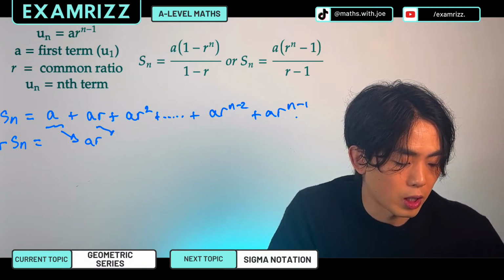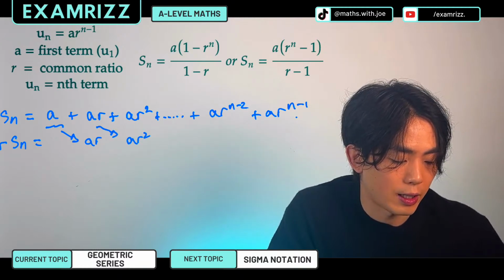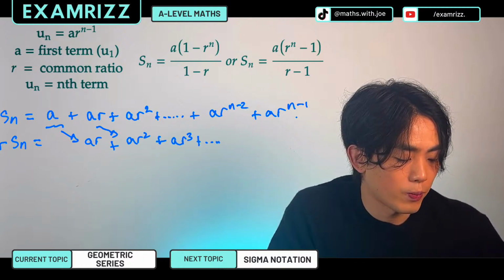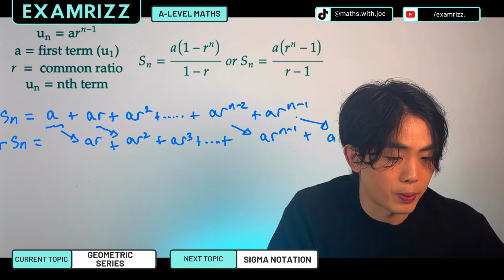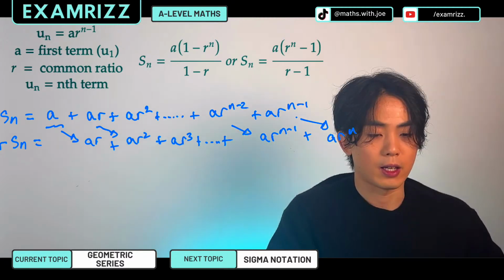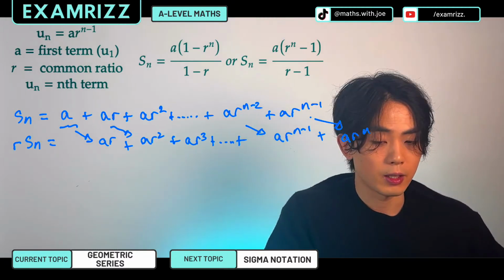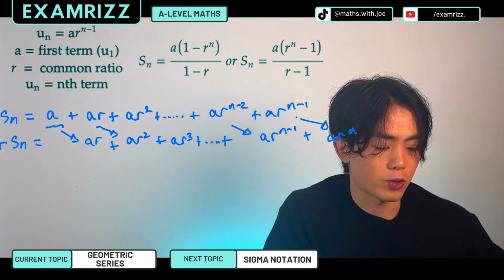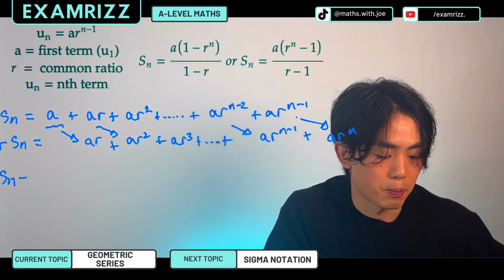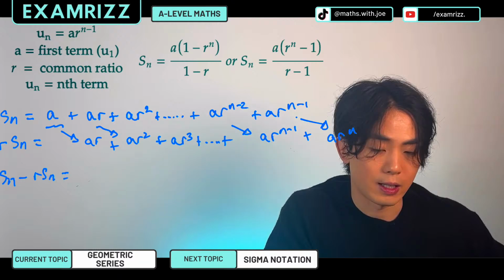Multiplying this by r will give me ar squared. So I'm going to write it under here like so. And you can see what I'm doing here, right? ar cubed and so on. This term, if I multiply it by r, will be ar^(n-1), plus this term multiplied by r will be ar to the power of n, like so. Now, what we're going to do is actually subtract. So I'm going to do Sn minus r times Sn like this, okay?